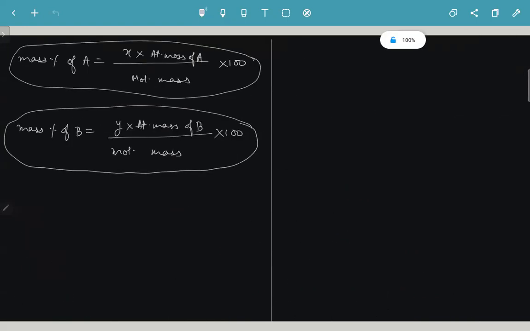Next, now we'll calculate or determine the percentage composition in some compounds. Let's do some questions. Find percentage composition of following compounds.